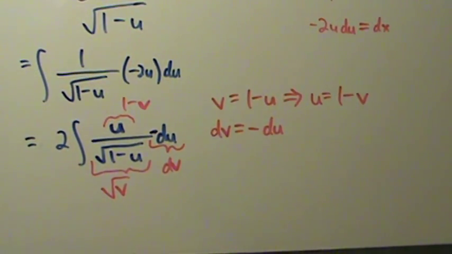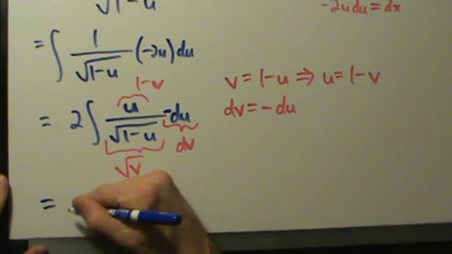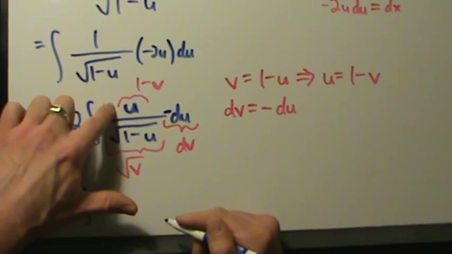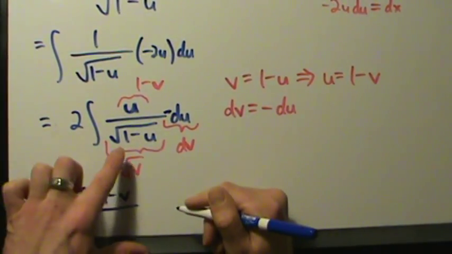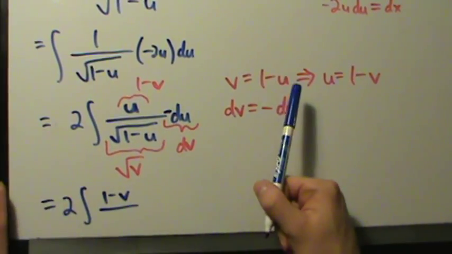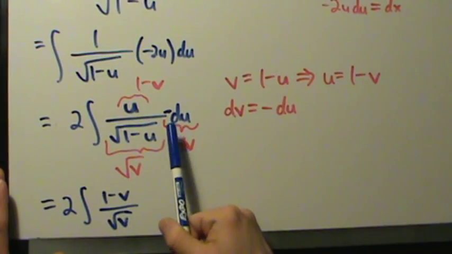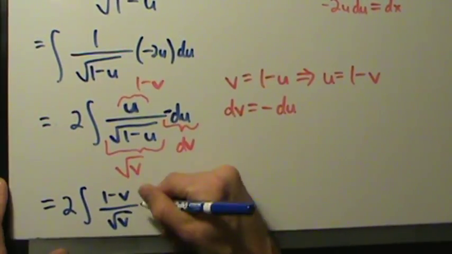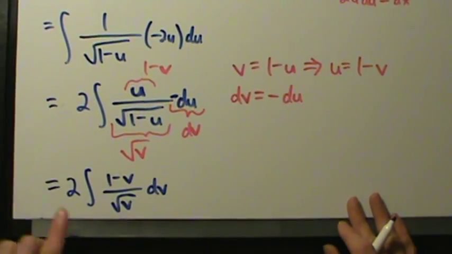Okay, so now when we use the second substitution we just did, what are we going to have? We're going to have 2 still floating around out there. And then this u on top becomes 1 minus v, and this square root of 1 minus u on the bottom becomes square root of v. And then negative du, remember this minus sign came from the negative 2 here, this just becomes plain old dv. Okay, so that's great. So now this is much better, right?